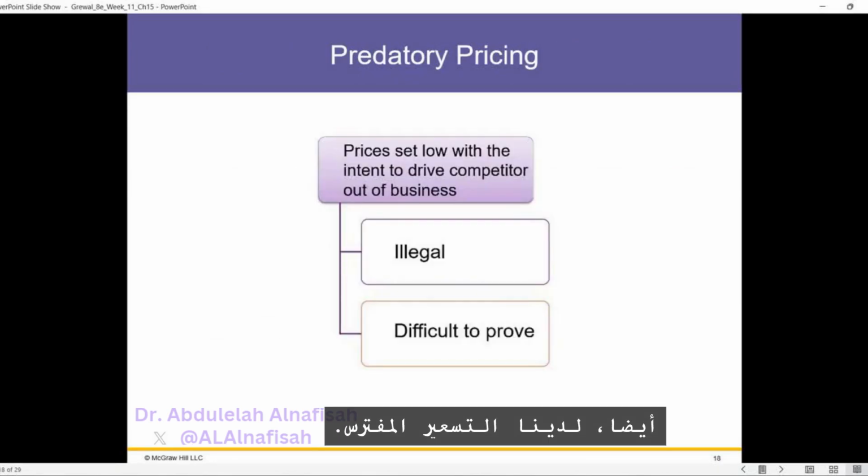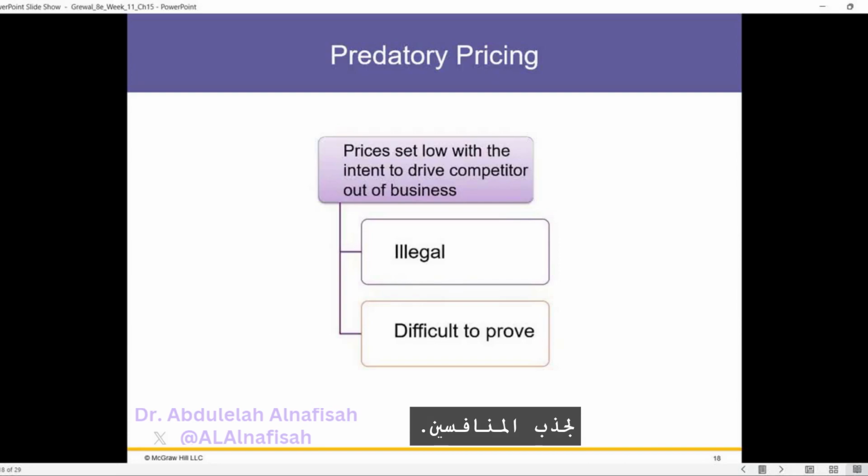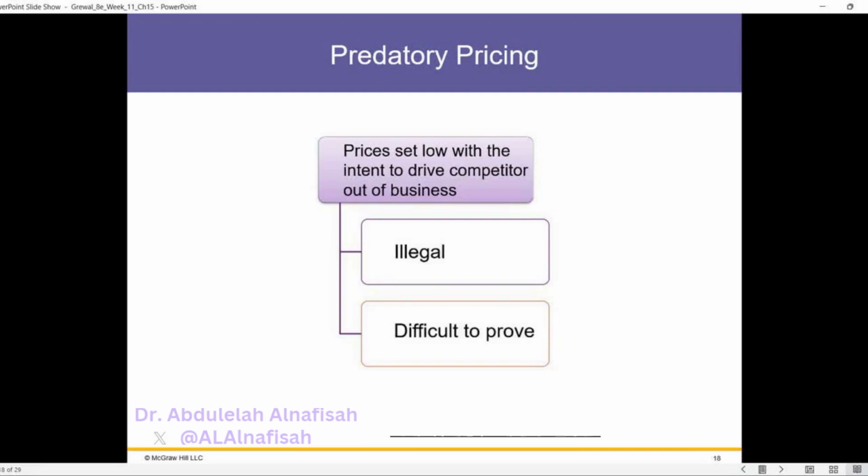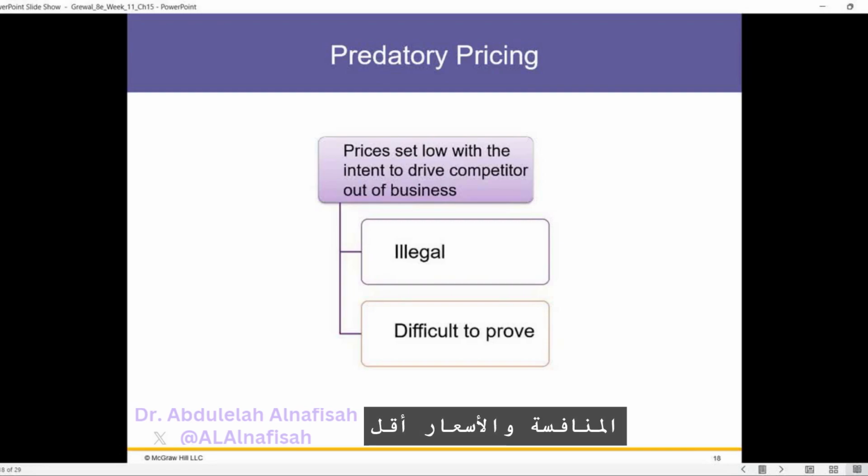Also, we have predatory pricing. Predatory pricing refers to the practice of setting very low prices to drive competitors out of business or deter new entrants, which is illegal under the Sherman Antitrust Act and the Federal Trade Commission Act. It often results in market concentration, leading to an oligopoly. Proving predatory pricing is difficult, requiring evidence of intent to eliminate competition and prices below average cost.